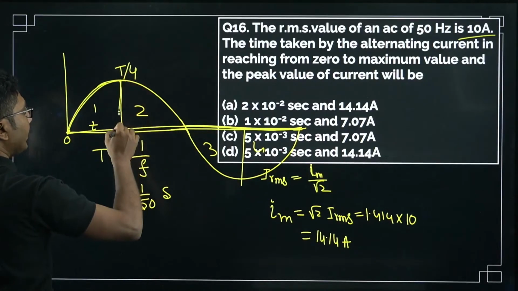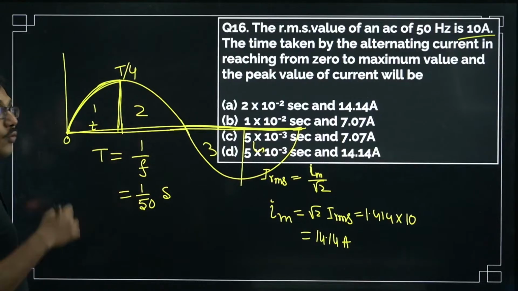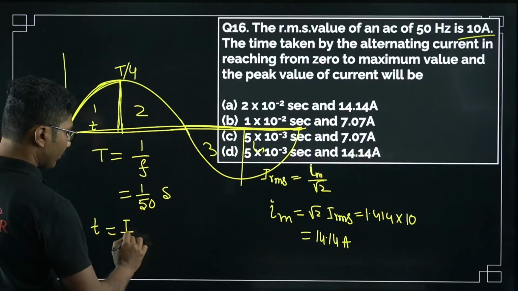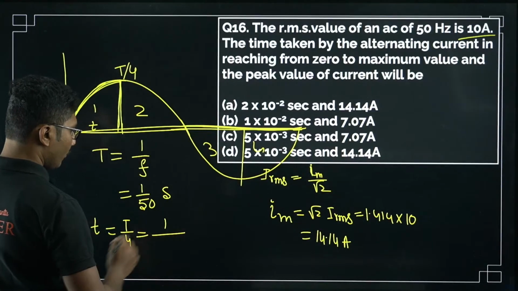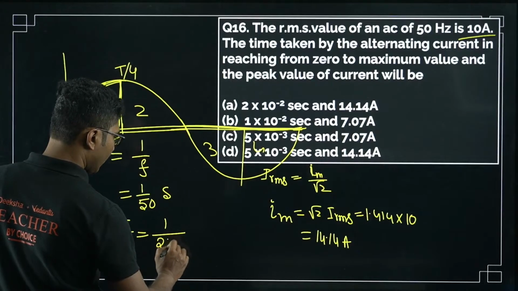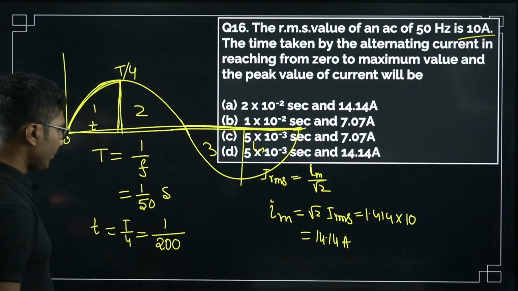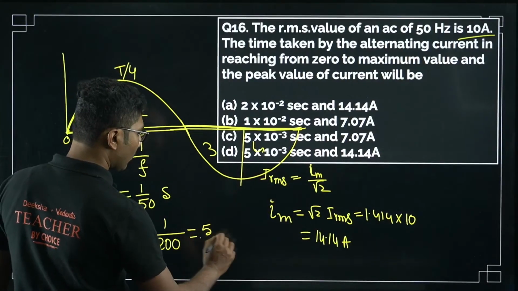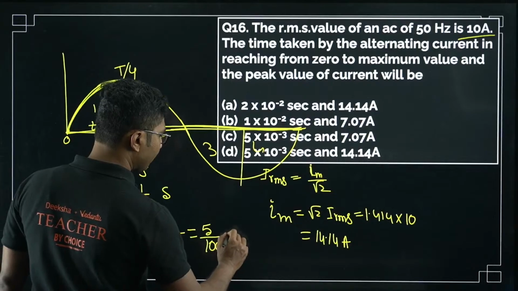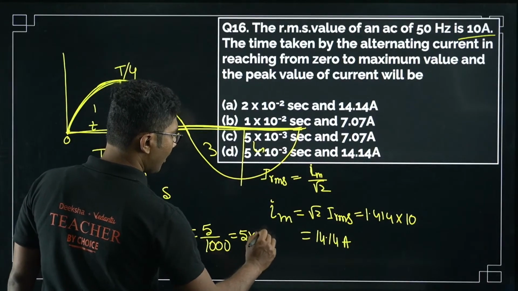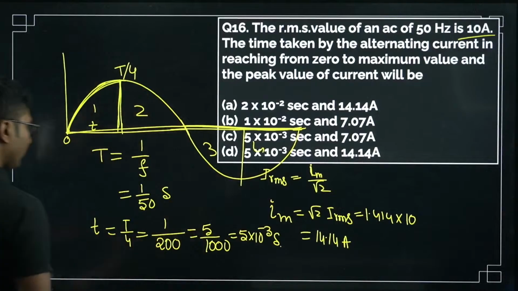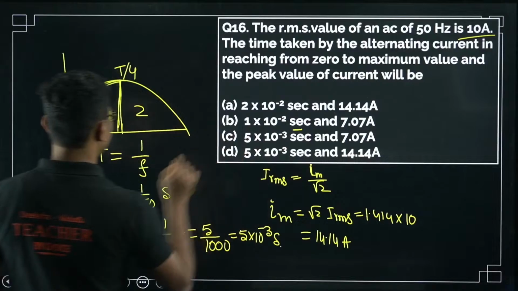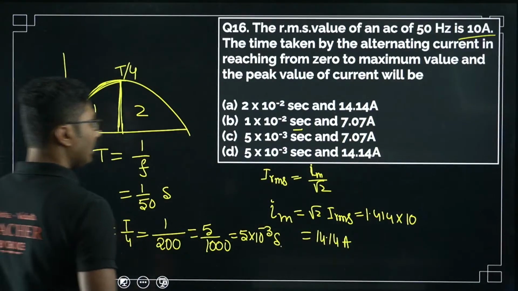Now to reach from 0 to maximum is basically 1/4 of the time period. So the time taken will be T by 4, that is 1 by 4 into 1/50, which is 1/200. If you multiply 5 on both sides, you will get 5 by 1000. 5 by 1000 means 5 into 10 to the power of -3 seconds. Okay, so the answer will be option D.